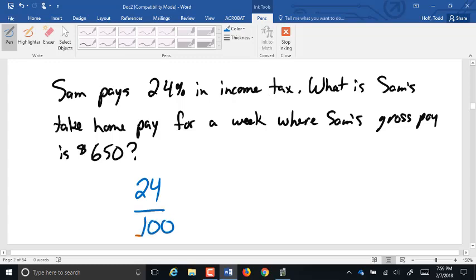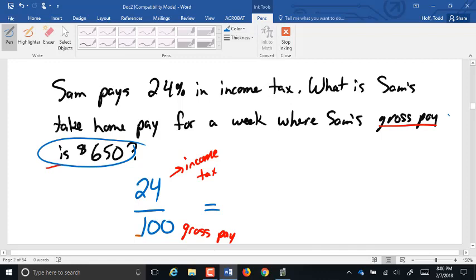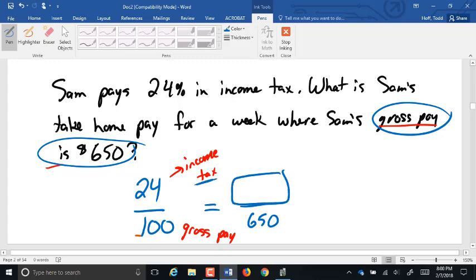24%, of course, is 24 out of 100. The 24 represents the income tax. The 100, the base amount, well, what is your tax based off of? It's calculated as a portion of the gross pay. So on the other side here, the $650 represents the gross pay that goes on bottom. This number up here represents the income tax.